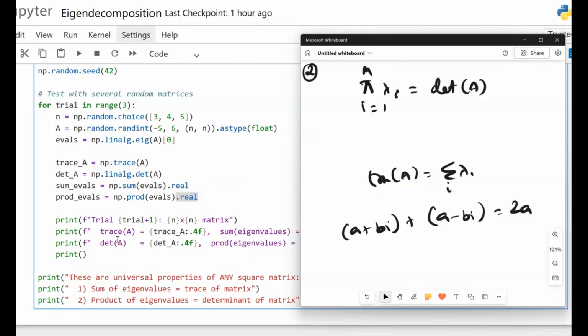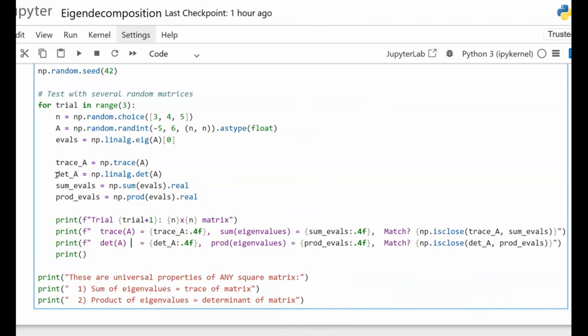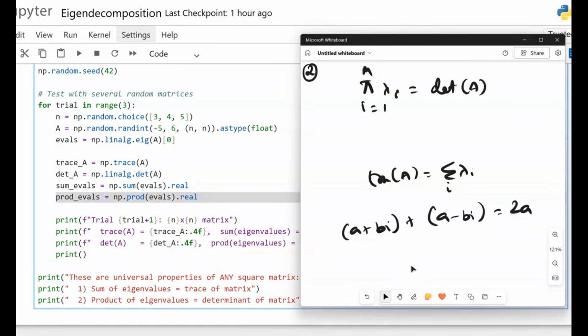And dear friends, kindly observe this determinant of A and product evaluation. So theoretically it specifies, yes, as I have already specified, determinant of A is equal to the product from i equals 1 to m of lambda sub i. So here determinant encodes total volume scaling. Eigenvalues represent scaling along principal directions. So the product combines these effects.